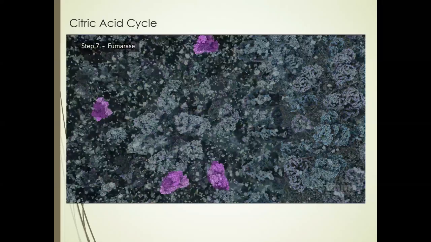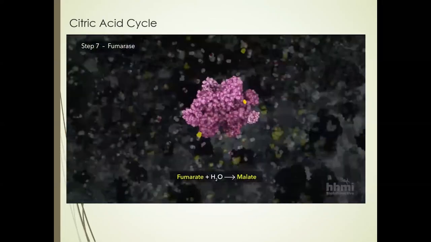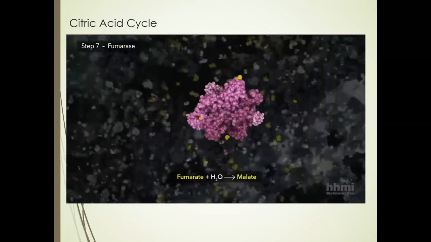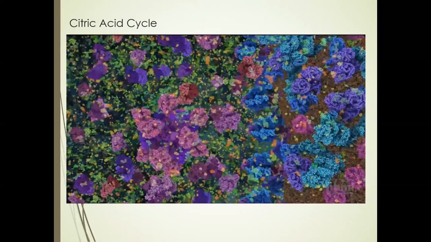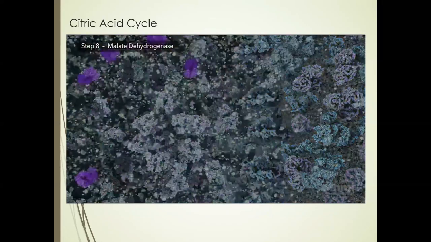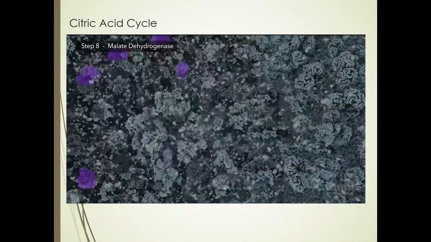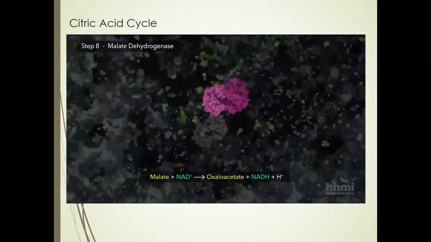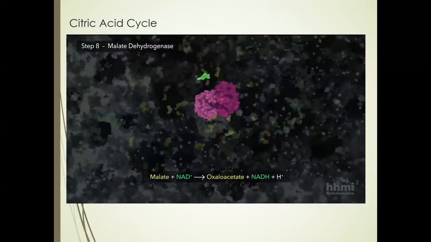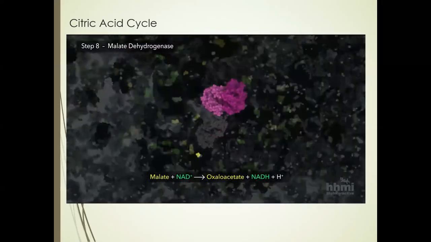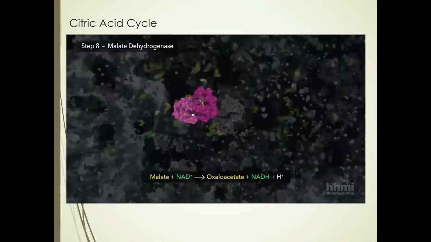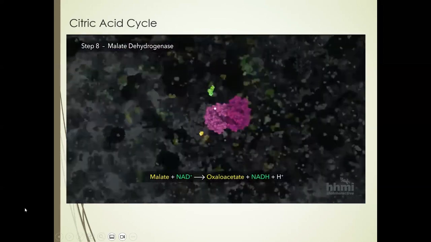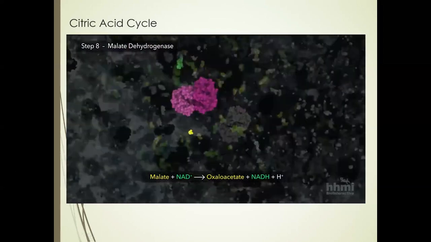Step 7 takes fumarate, generated by step 6, and reacts it with water to create 4-carbon malate. The final step of the citric acid cycle uses malate to regenerate oxaloacetate, transferring electrons to coenzyme NADH, which supplies the electron transport chain. Oxaloacetate can return to step 1 for another loop of the cycle, and is also an essential building block for making amino acids and the genetic code of DNA and RNA.